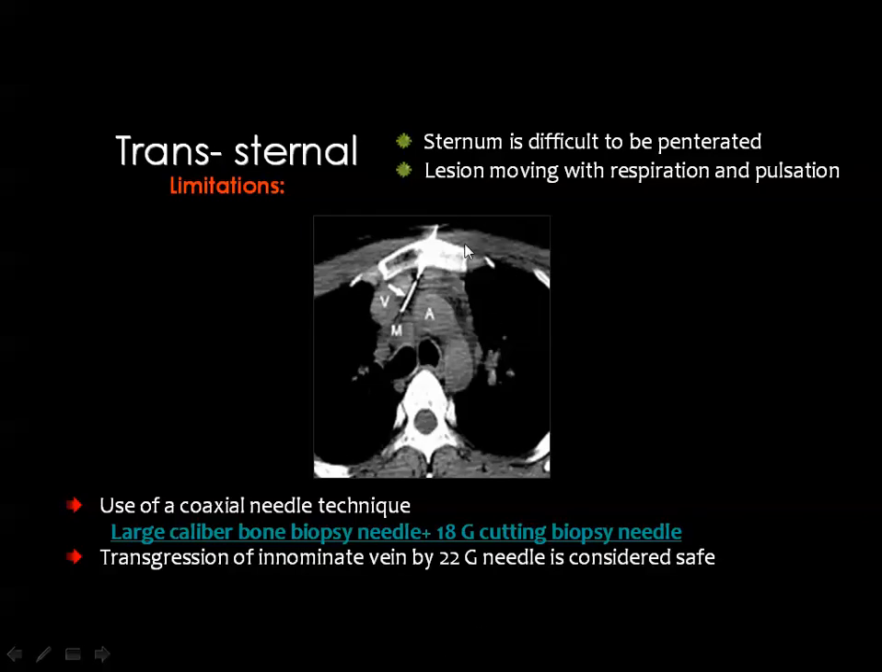Then this is the transsternal approach, and you first insert a coaxial needle of large caliber through the sternum after determining the route of your needle approach to the lesion. And this is the retrocaval lymph node, this is the arch of the aorta, and this is the superior vena cava. Then you put the coaxial needle, and through it you push your biopsy needle to hit the lesion.